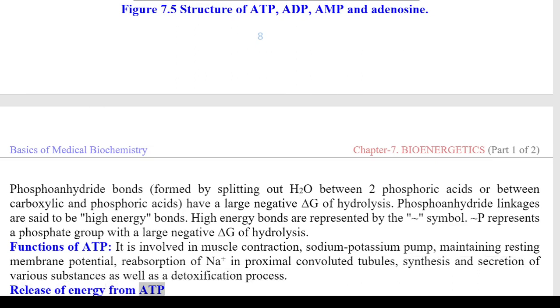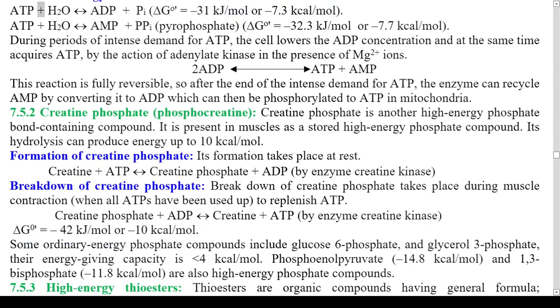Release of energy from ATP. ATP plus H2O → ADP plus Pi, ΔG0' equals -31 kJ/mol or -7.3 kcal/mol. ATP plus H2O → AMP plus PPi, pyrophosphate, ΔG0' equals -32.3 kJ/mol or -7.7 kcal/mol.